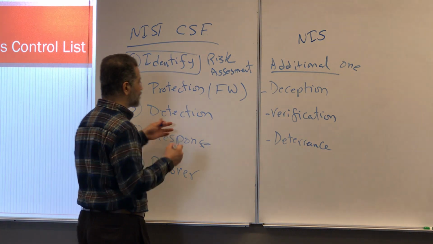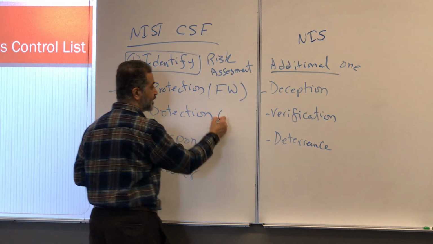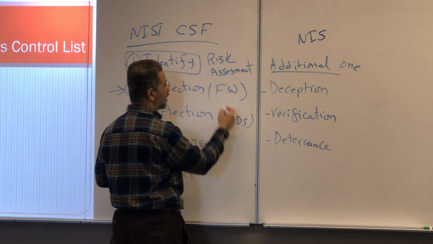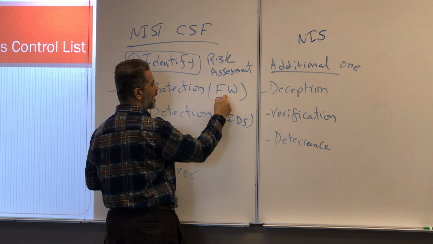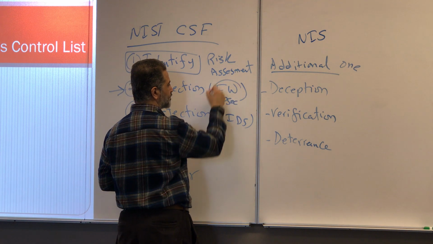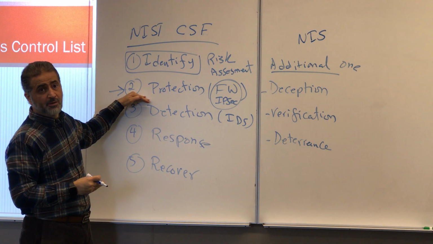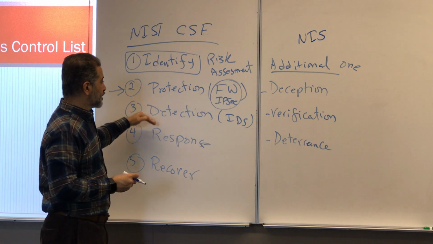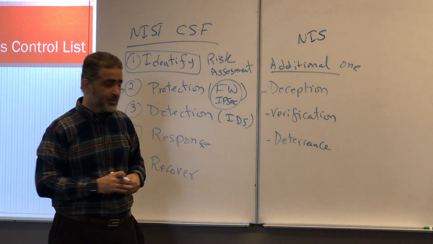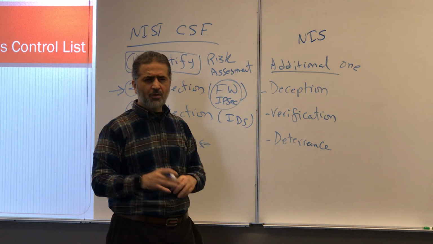What about detection? What fits right here? IDS. I should also say IPsec as well, because they're close. Firewall and IPsec in category 2. Detection: IDS, intrusion detection systems, with all kinds of IDS.